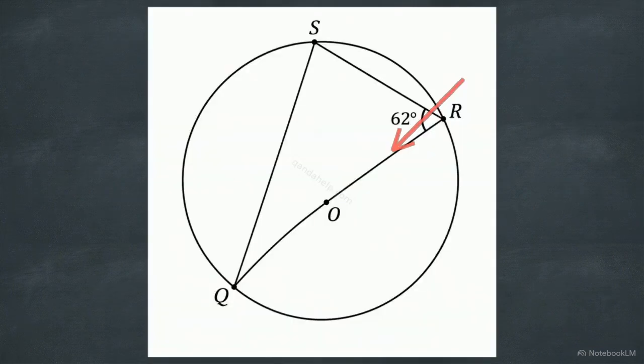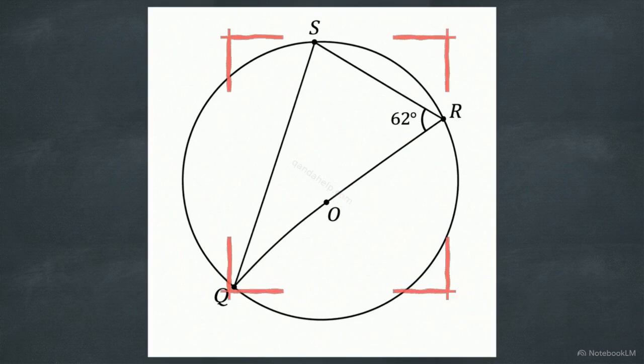Notice line QR. Because it passes directly through the center point O, it meets the mathematical definition of a diameter. You can think of it like a straight road crossing through the exact middle of a roundabout. This circle theorem is vital. Any angle on a circle's edge standing on a diameter is exactly 90 degrees. Following the lines from diameter QR to point S, angle QSR must be exactly 90 degrees.